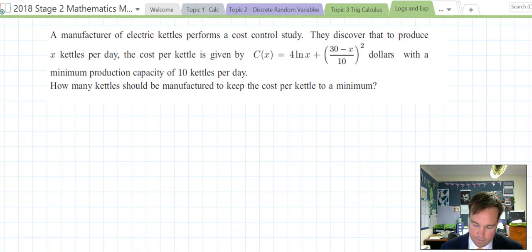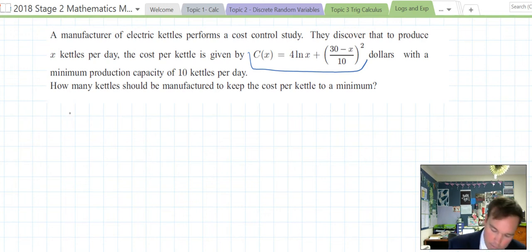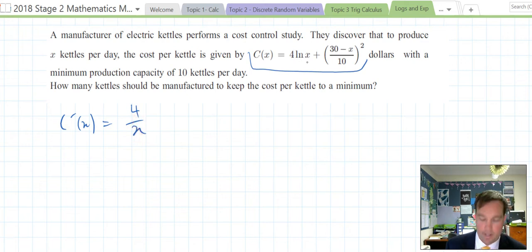Alright, next question. A manufacturer of kettles is doing a cost minimization study. We want to find this such that the minimum production is 10 kettles per day. Alright, so once again, we need to find the first derivative, C dash of x. Now, the first derivative of 4 ln x is 4 on x, because ln x derives to 1 on x, times 4, 4 on x.